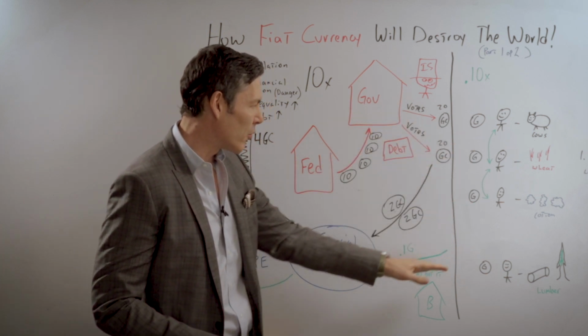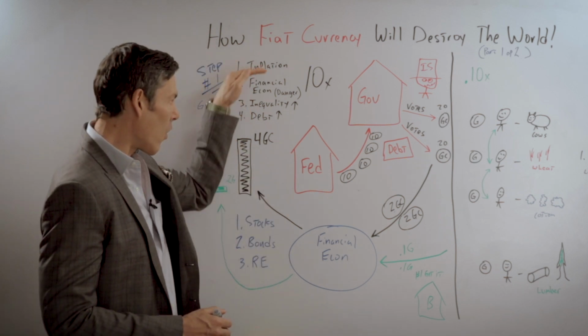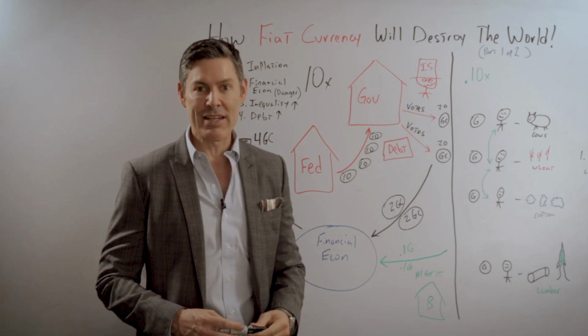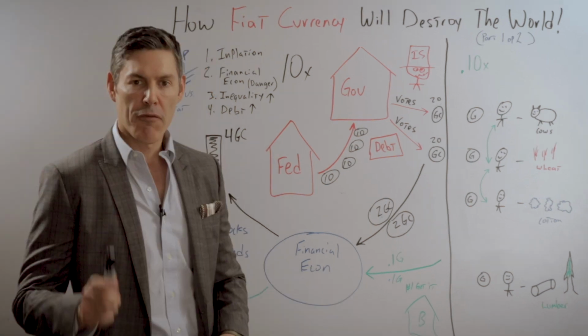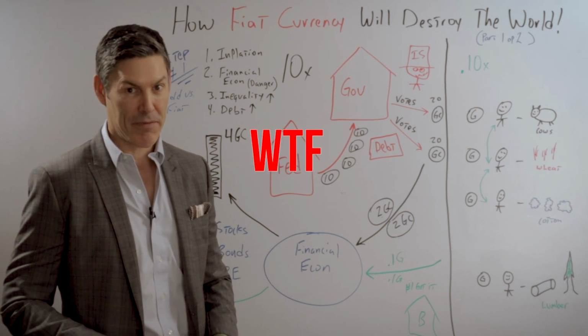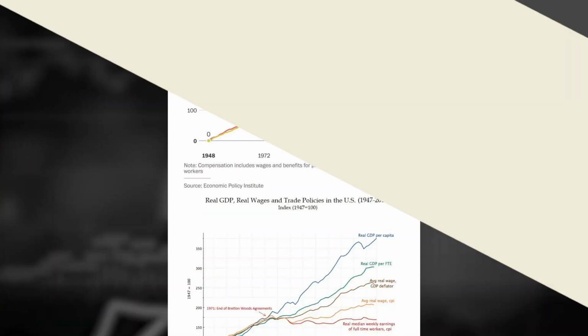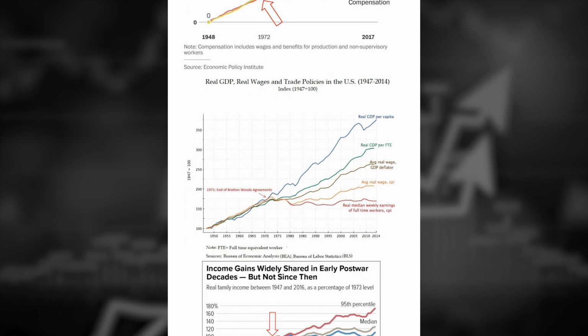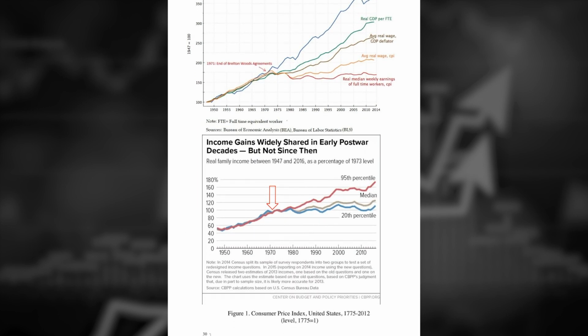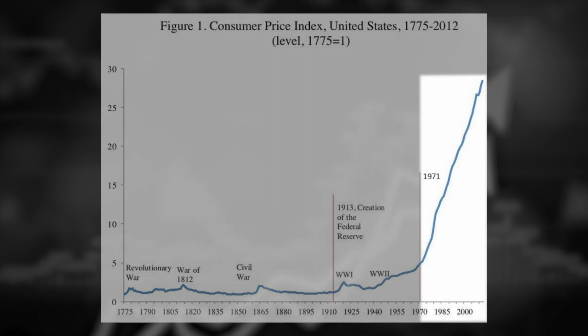If I am right with this outline, we should see a significant change in all of these items starting in 1971. For that, let's go to a website called WTF Happened in 1971. There's several charts on this website, and I'd suggest checking it out. The first one I want to address is just the CPI going back to 1775. Look at its growth trajectory from 1970 to today.